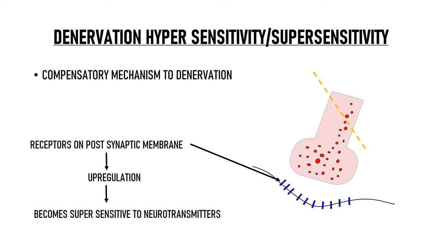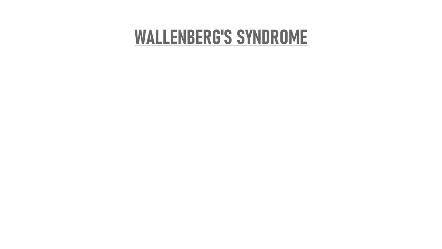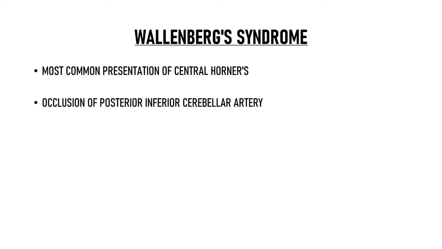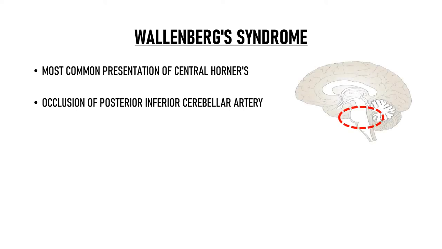Other features of Horner's depend on the site of lesion, whether it is a first order, second order, or a third order neuron lesion. We will discuss the important ones here. First order neuron lesions. The most common presentation of central Horner's is Wallenberg syndrome. Wallenberg syndrome results from the occlusion of the posterior inferior cerebellar artery, which can cause infarction of the area of the brainstem where the sympathetic fibers are present.